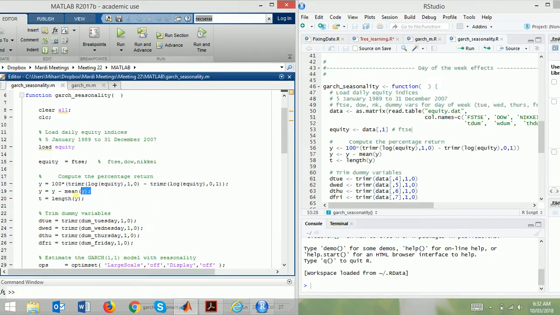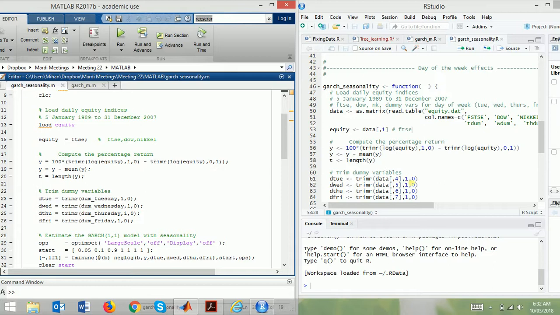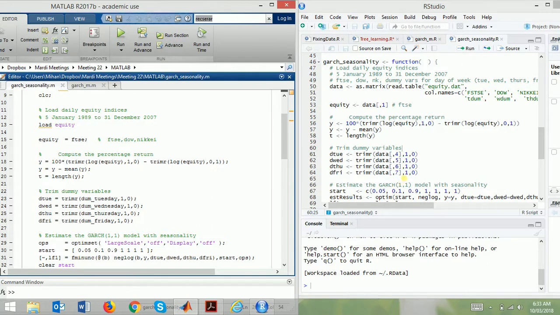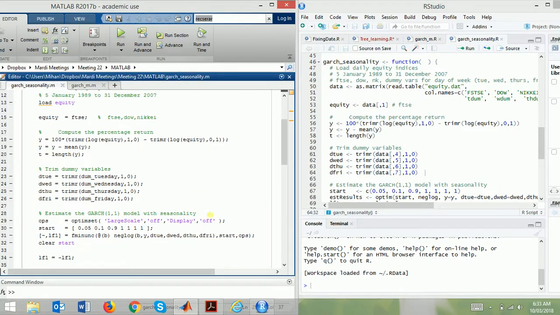And then y minus mean y is y, from the percentage return calculation, and t is equal to the length of y. Fine, let's just stream the dummy variables. So for Tuesday, because I want everything to be the size of the xrr function, and remember first we put 0 in the xrr function for our initial value. We started with 0, which is an unconditional variance estimate. So first, for everything, just to fix the dimension, I'm trimming. Okay, you can have a look and you can do it yourself, it's not a big deal.